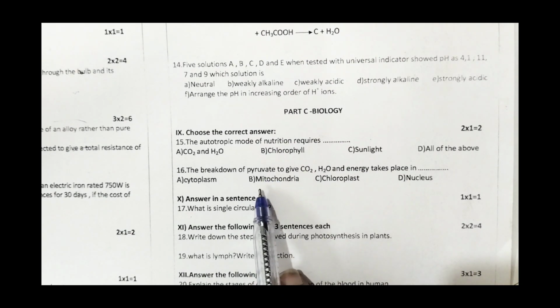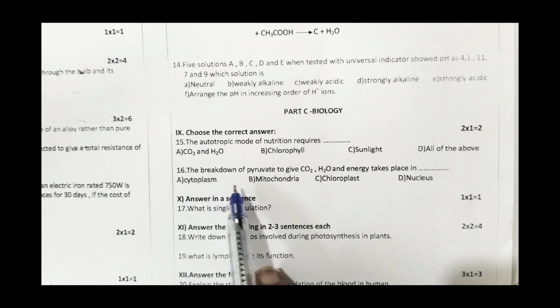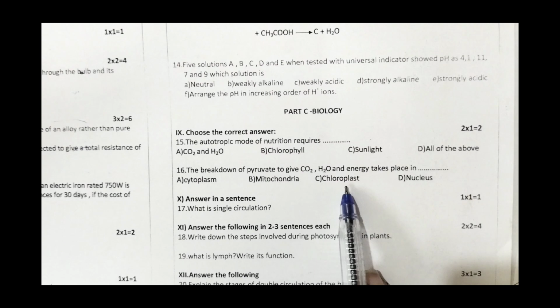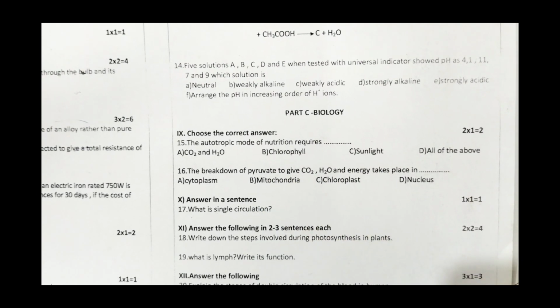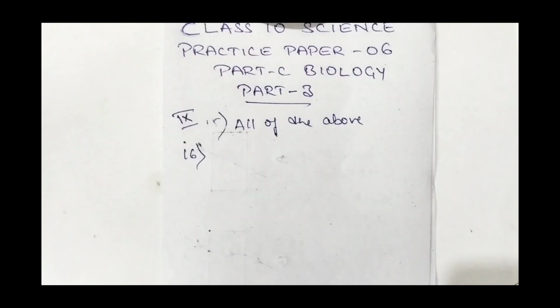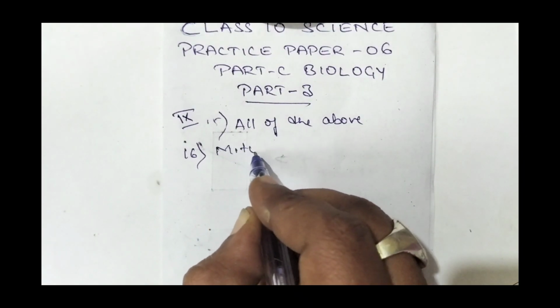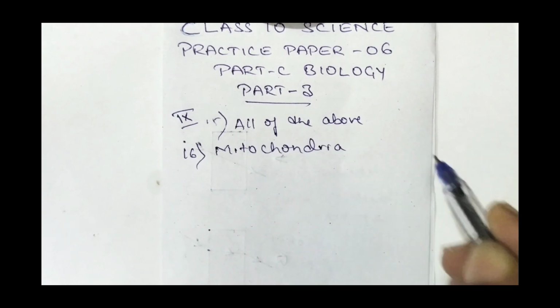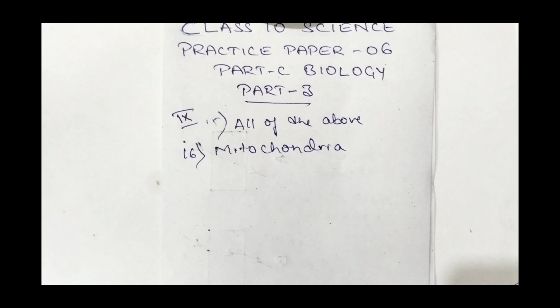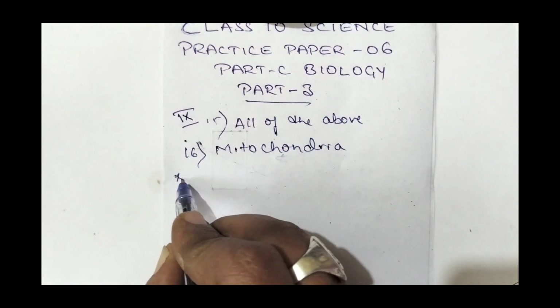If aerobic respiration takes place, that is, the breakdown of pyruvate will take place in aerobic respiration, that is in the mitochondria of the cell. So the options are A cytoplasm, B mitochondria, C chloroplast and D nucleus. So the right option is mitochondria. In the mitochondria of the cell, the pyruvate is converted into carbon dioxide, water and releases 36 ATP of energy.